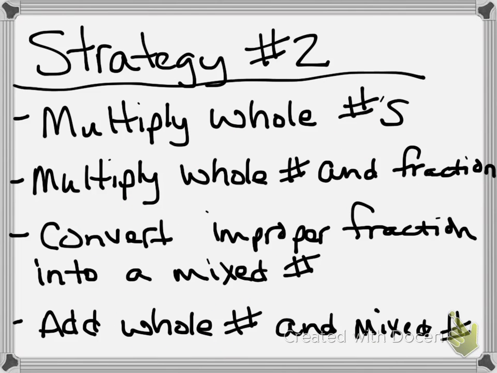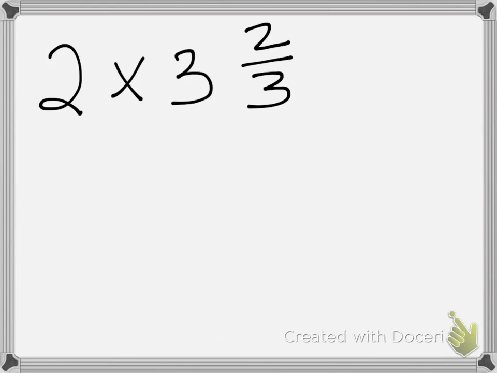Okay, strategy number 2. Multiply the whole numbers first. Then you're going to multiply the whole number and the fraction. And then you have to convert the improper fraction into a mixed number. And then lastly, you will add your whole number and your mixed numbers together. Now this one has a few more steps, and I feel like the students could possibly get lost. But if they understand this better, that'll be great.